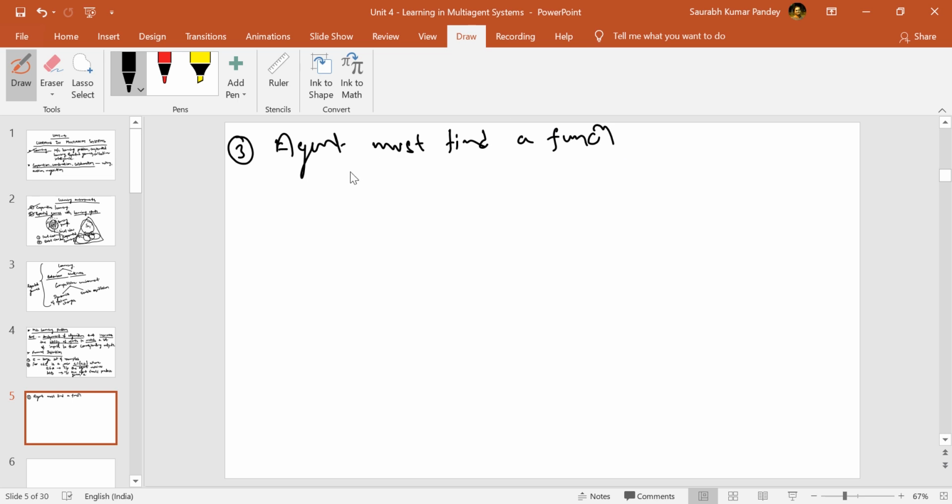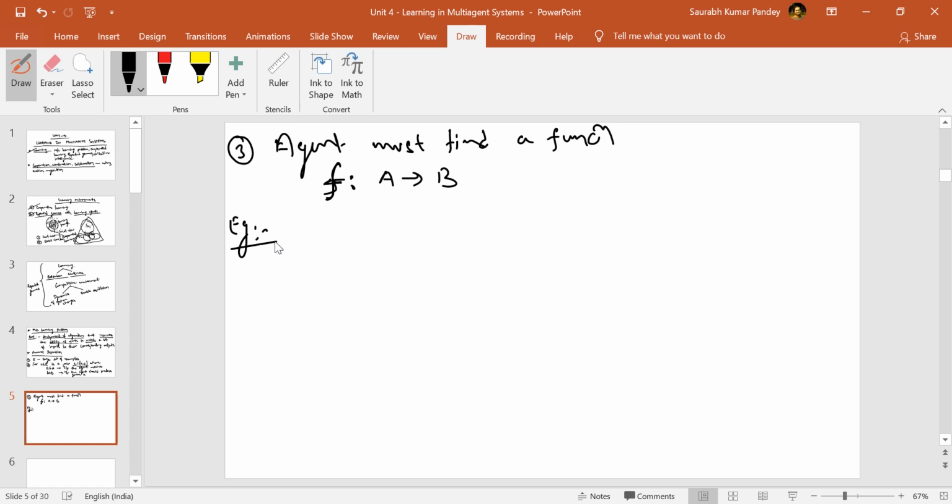Fine. That function can be represented by f, that is a function from A to B. So this agent must try to find it, and this is what we can formally define for the machine learning problem.